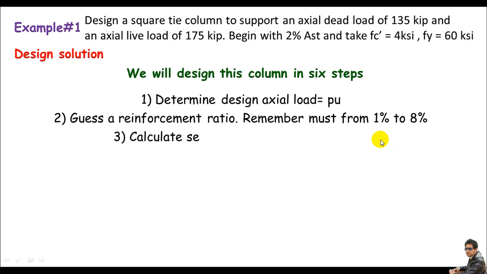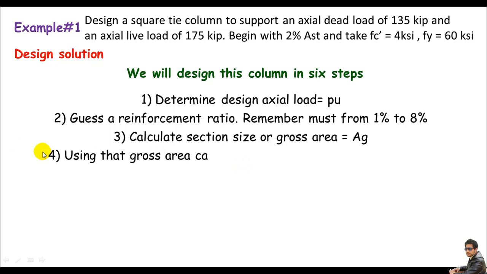Alright, and the third step will be the calculation of the gross section area, it means the cross-section area of the column, so that we can find the size of the column, right? And in step 4, I'll calculate the amount of reinforcement using the same cross-section area, right? And this will help me in the calculation of the number of main steel bars.